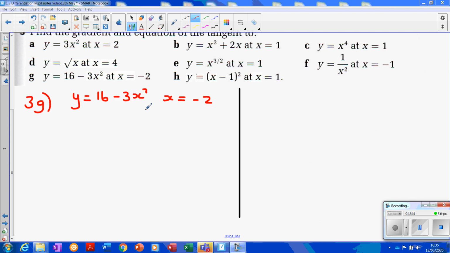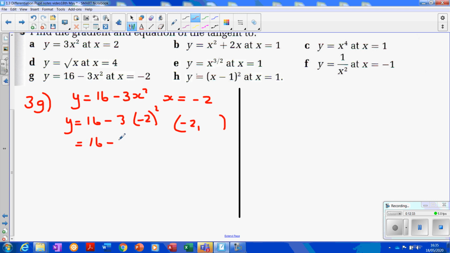Okay, next one, y is equal to 16 minus 3x squared at x equal to minus 2. So x is minus 2. I want to find out the y coordinate. So the y coordinate is going to be 16 minus 3 times minus 2 squared. So that's 16 minus 3 lots of minus 2 squared, which is 4. 3 fours are 12, so it's 16 minus 12, which is equal to 4.